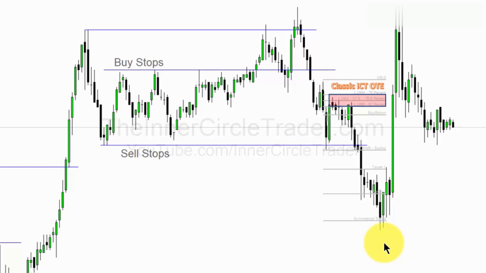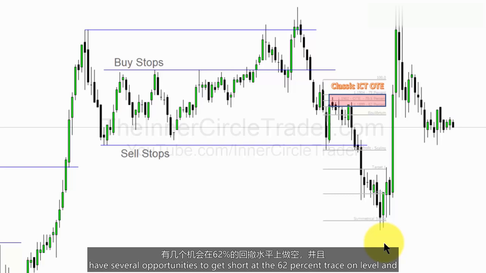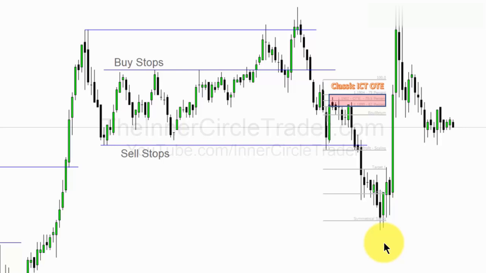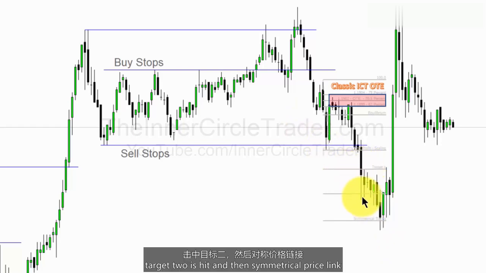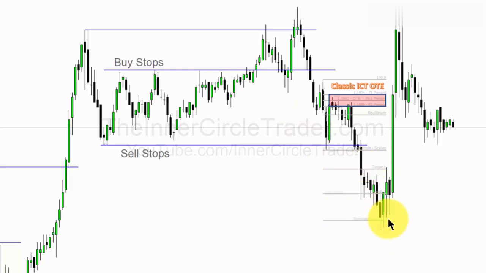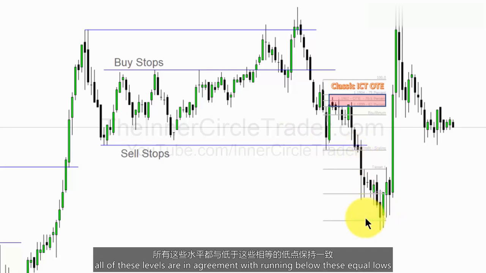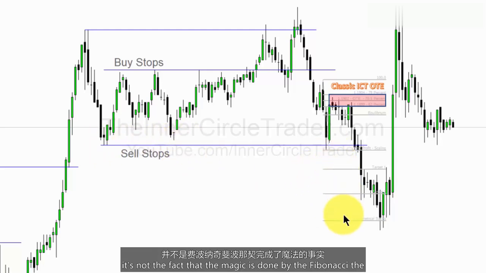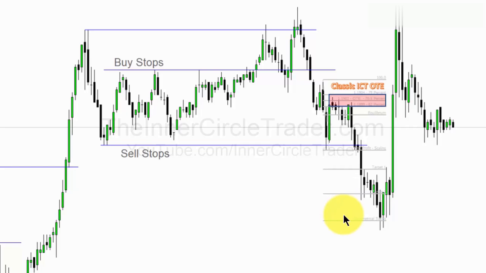And here, you can see how price did have several opportunities to get short at the 62% retracement level. Then finally it expanded down and hit the first scaling objective, which is the old low, seen here. Then target 1 is hit, target 2 is hit, and then the symmetrical price swing. All of these levels are in agreement with running below these equal lows. So it's not the Fibonacci that does the magic.